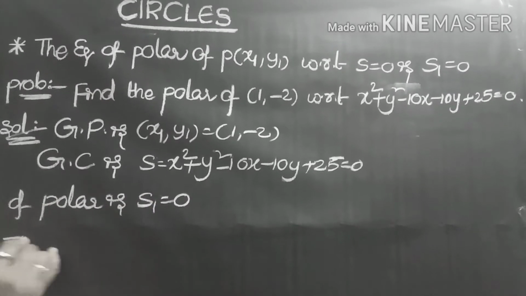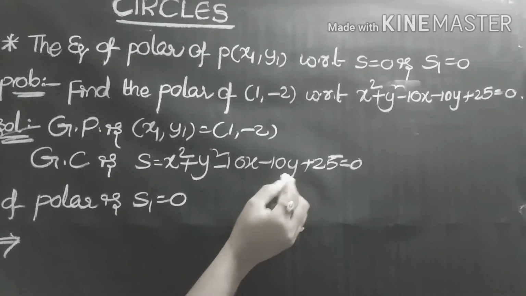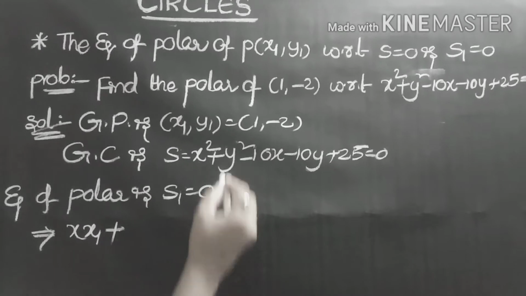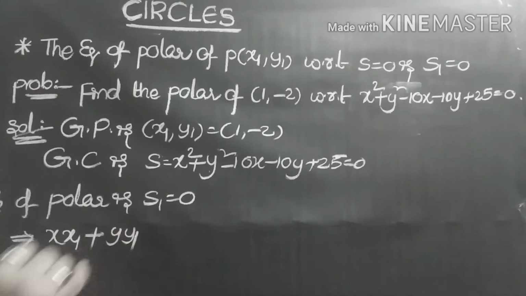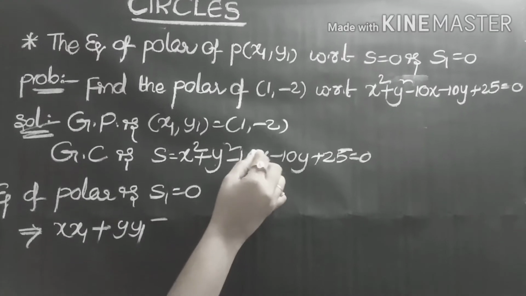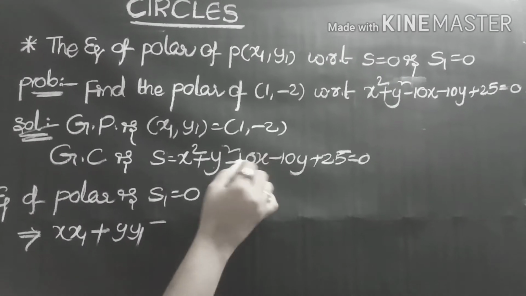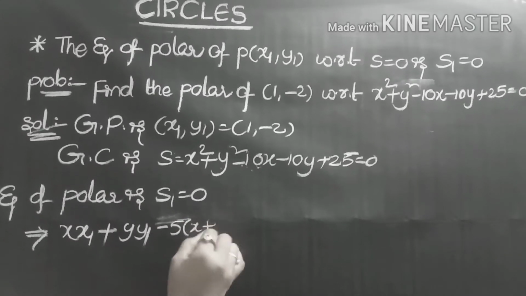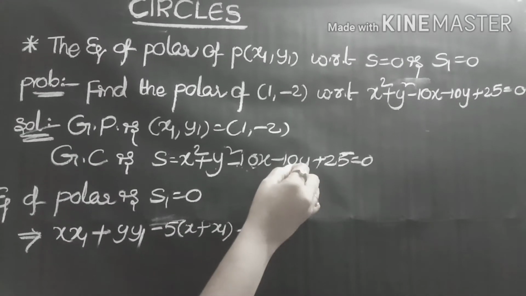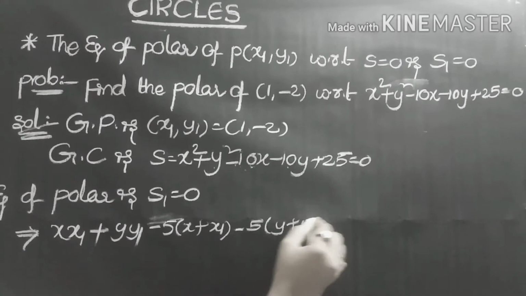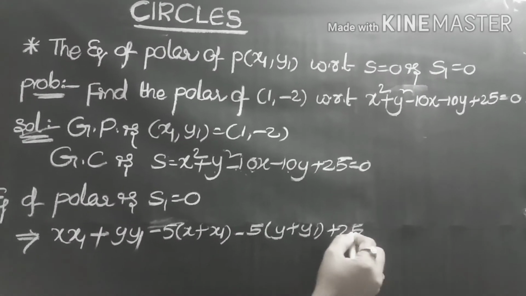Which implies, now we are writing the S1 notation for the circle. In place of x square we write x x1, plus y square means y y1, minus 10, here we take half of the value of this number, that is minus 5 into (x plus x1), minus, here also we take half of this number, that is minus 5 into (y plus y1), plus 25 is equal to 0.